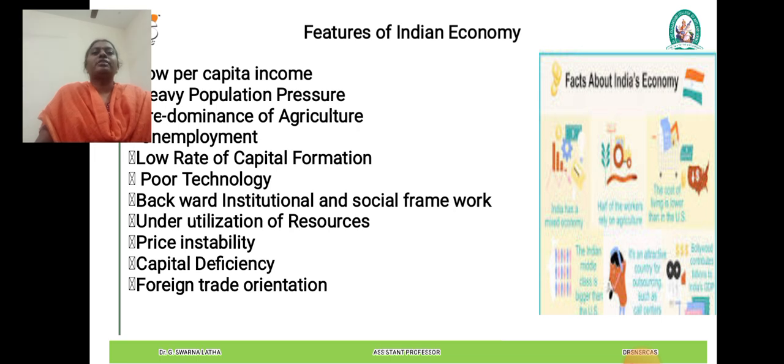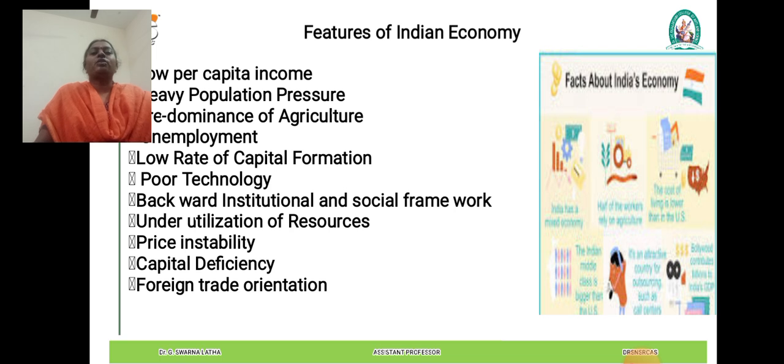The next feature is low rate of capital formation. In backward economies like India, the rate of capital formation is also very low. Capital formation mainly depends on the ability and willingness of the people to save. Since the per capita income is low and there is maldistribution of income and wealth, the ability of the people to save is very low in underdeveloped countries, for which capital formation is very low.